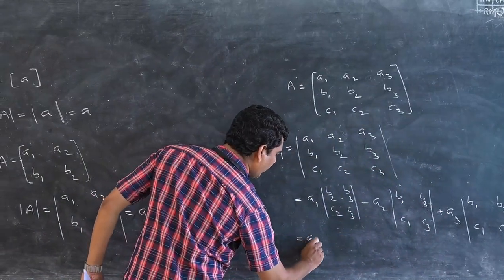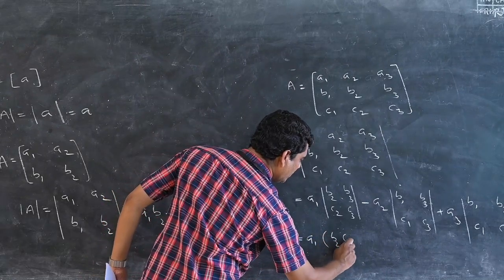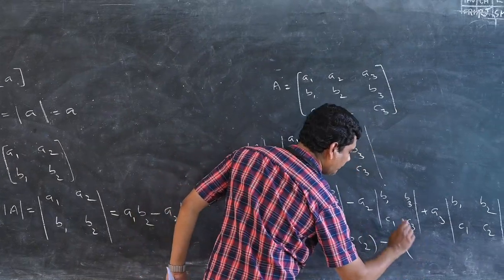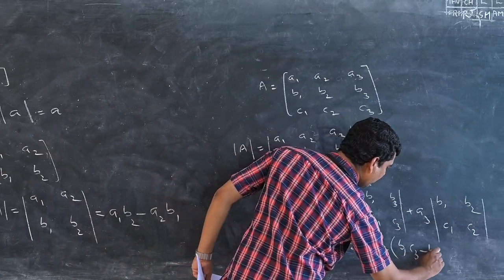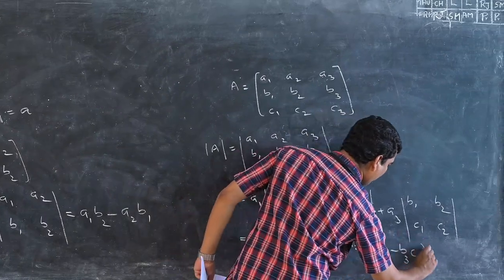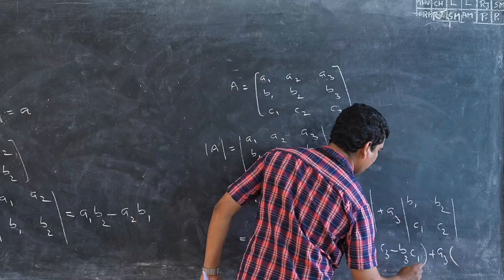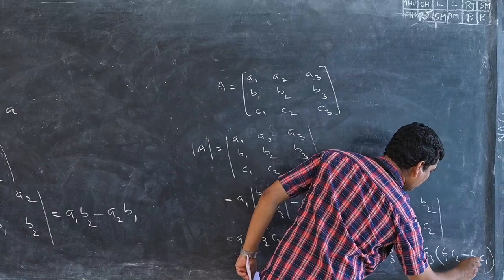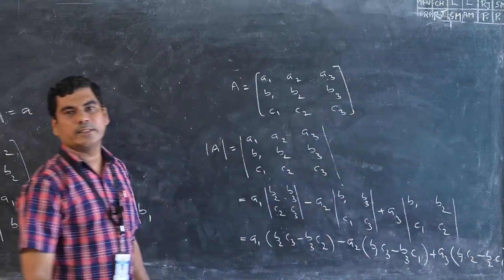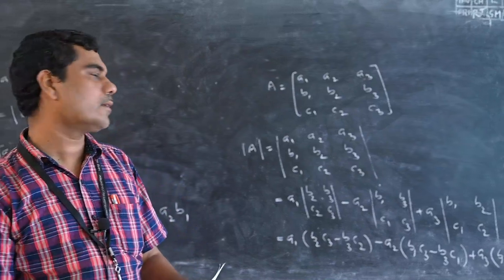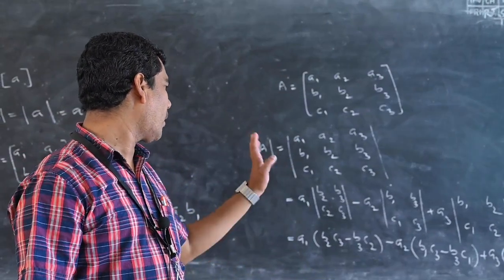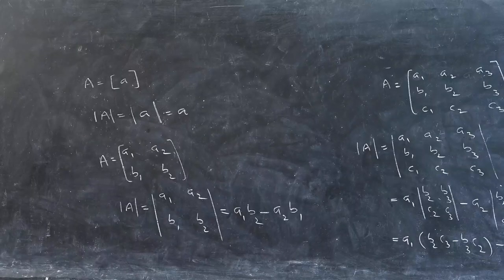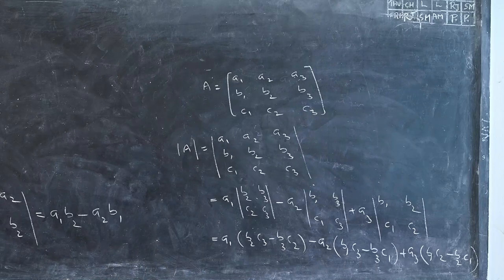So this is equal to a1 into b2 c3 minus b3 c2, minus a2 into b1 c3 minus b3 c1, plus a3 into b1 c2 minus b2 c1. This is the determinant of the square matrix of order 3. So we have defined determinants for square matrices of order 1, order 2 and order 3.